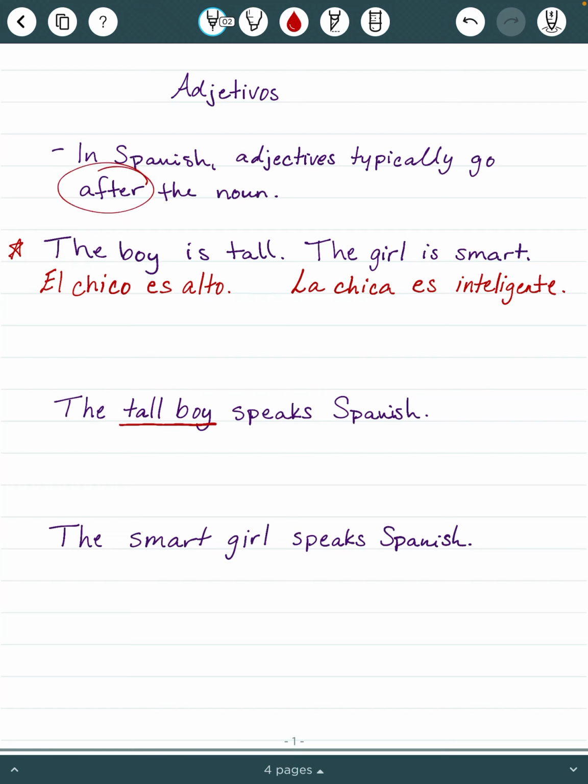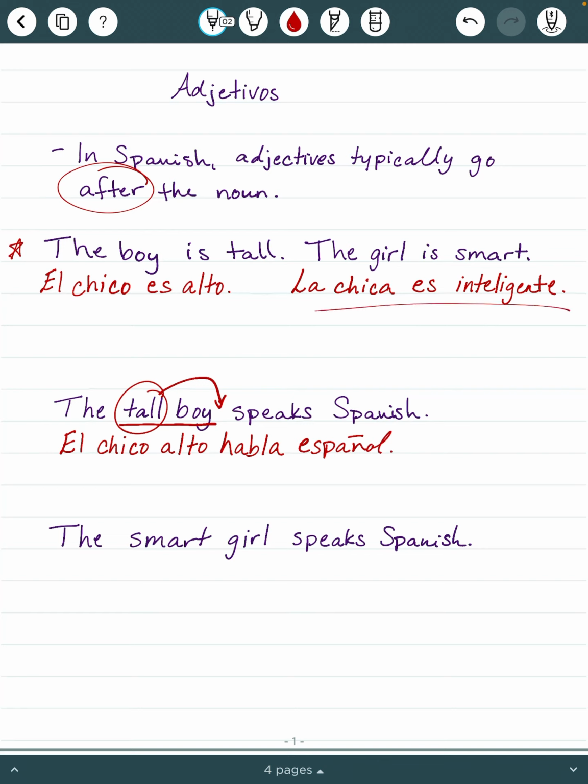So in English, when we have those together, our adjective goes before the noun. So instead of saying the tall boy, you can kind of think in your mind, the boy who is tall. So we're going to start with the boy, el chico, and then we're going to put our word for tall after chico, el chico alto. And then to say speaks, that will be habla. And then Spanish, in Spanish, is español. All right, the smart girl speaks Spanish.